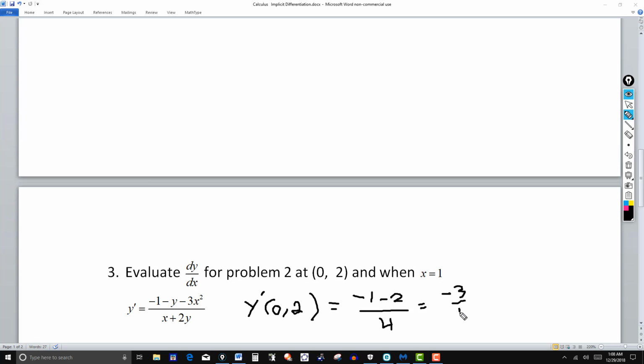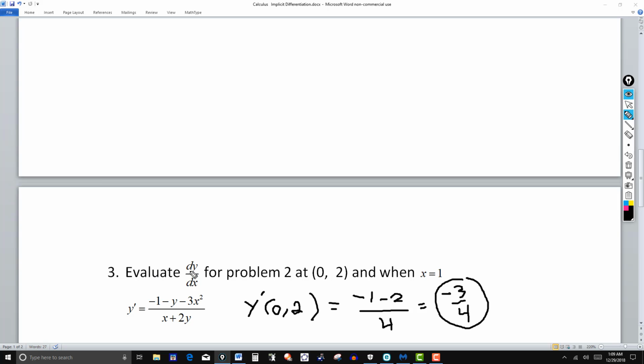Okay, so that simply tells me that the slope of the tangent line to this particular curve at the point (0, 2) is negative 3/4. Okay, so this has two parts. It says evaluate dy/dx for problem 2, at (0, 2), and when x is equal to 1.